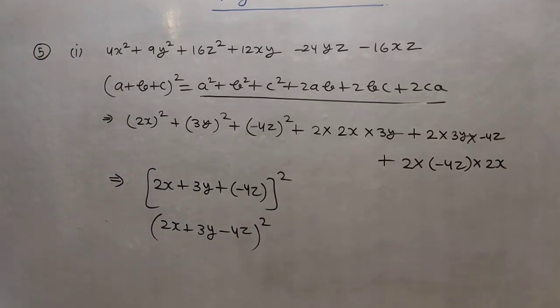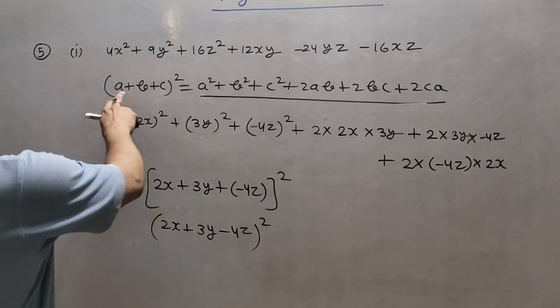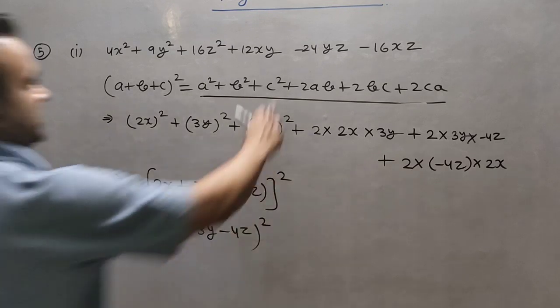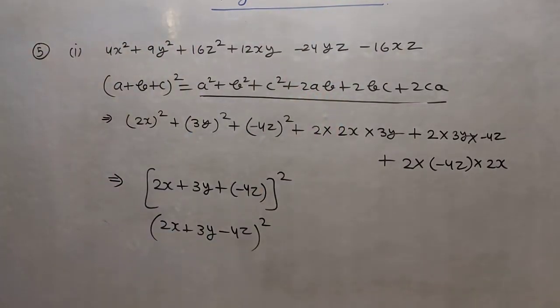I hope this one is clear, because sometimes this particular sum comes in exams. A simple identity will not be there, because if both are in plus. So in this case we have to check by which term it is going to be minus, right?